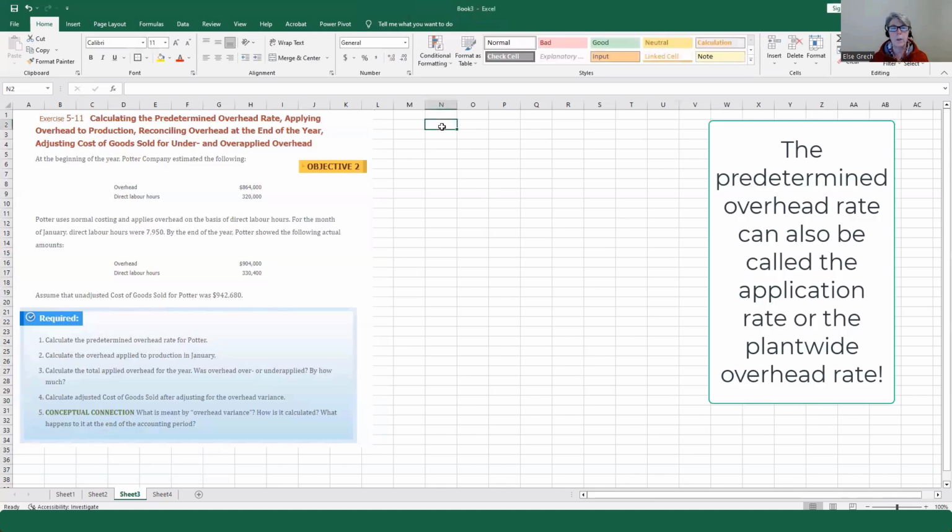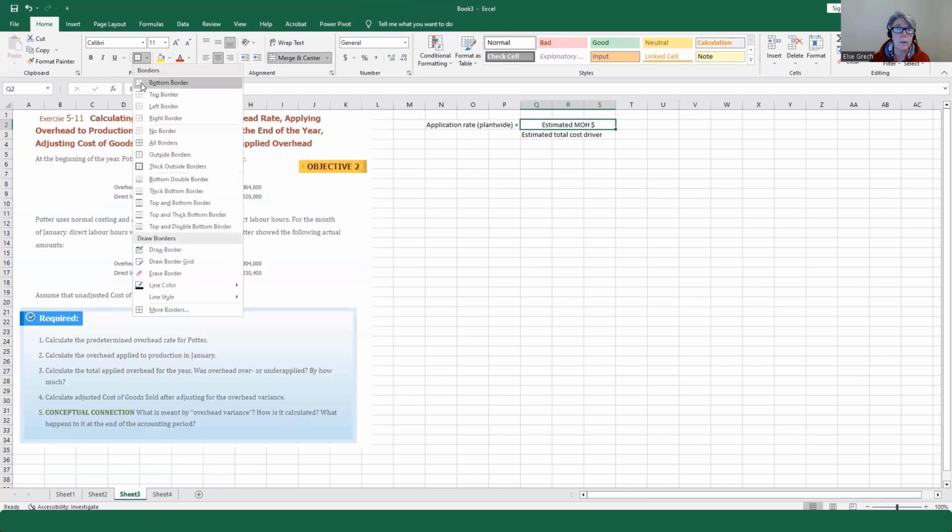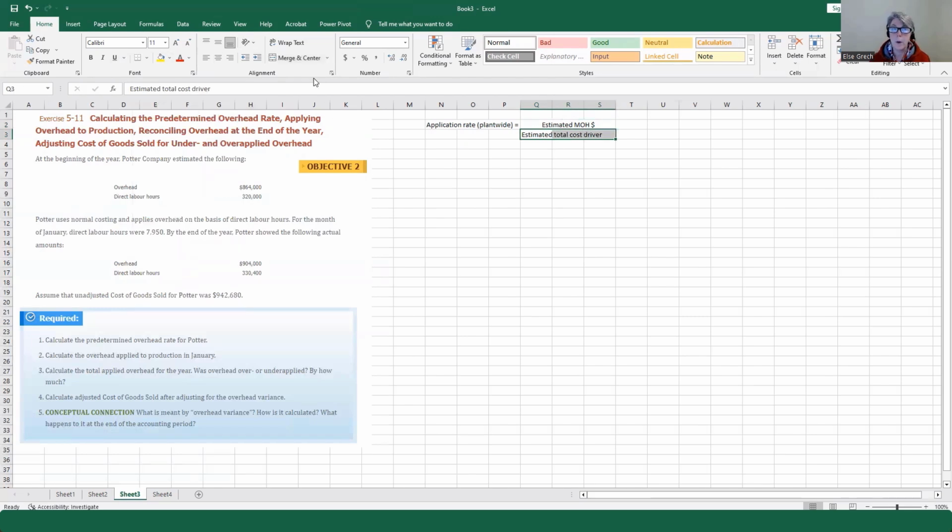So the very first thing we're going to do, we're going to jump in right away. We're going to calculate the application rate. And they're using the plant-wide rate, right? Because there's no departments. We already know how to calculate this. I've covered this. We're going to do the estimated manufacturing overhead in dollars, and we're going to divide it by the estimated total cost driver, right? So we're doing the exact thing that we did before. I'm just going to merge and center, and I'm going to put a line underneath it. There we go. Okay, so we know this already.